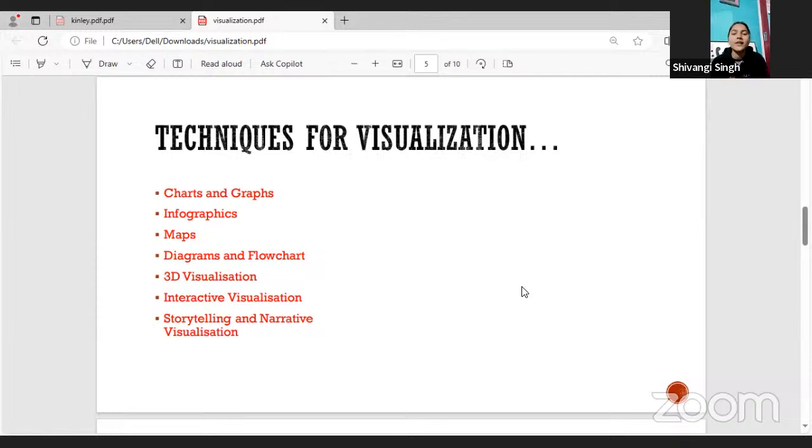Storytelling and narrative visualization. When we talk about this, as I earlier mentioned, the human mind is attracted more towards pictures and stories. So it increases memory retention power and leaves a long-lasting impression.